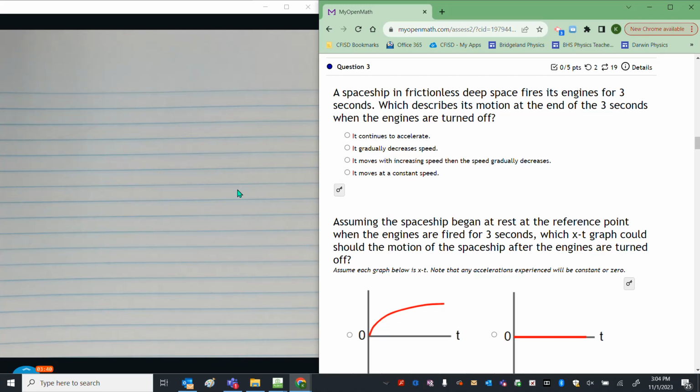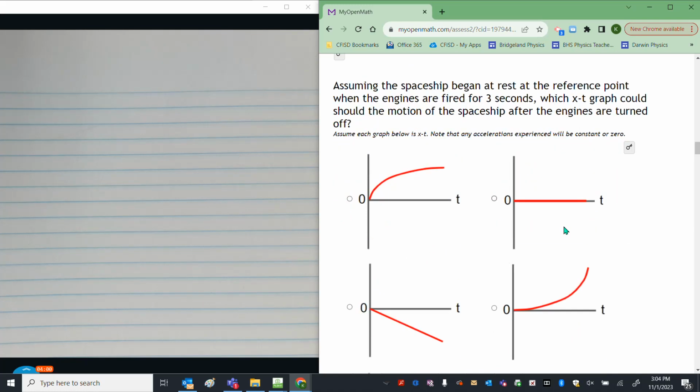And so that spaceship, which already fired its engines, is now moving. It's going to continue moving at a constant speed. Again, this goes back to Newton's first law. It will move at a constant speed. However fast it's going after those engines fire for 3 seconds, that's how fast it's going to go until there's another force acting on it.